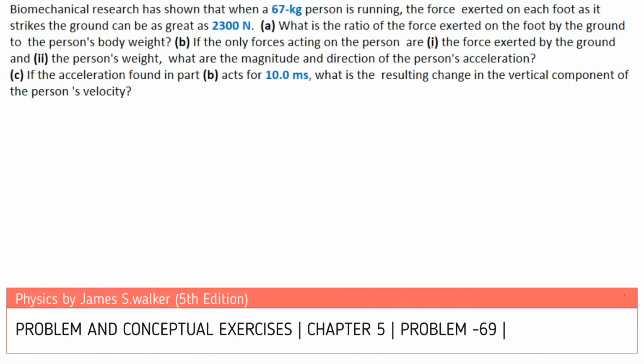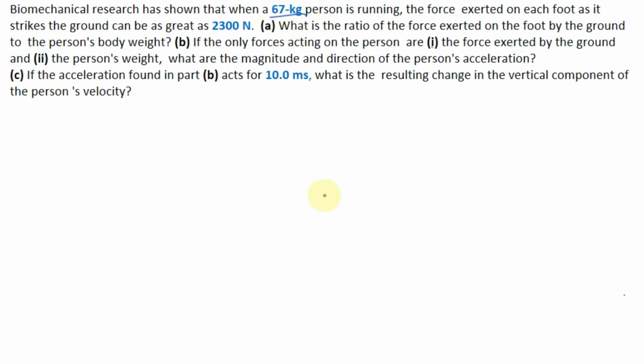Now in this question, we are given that biomechanical research has shown that when a 67 kg person is running, the force exerted on each foot as it strikes the ground can be as great as 2300 Newton. Okay, now there are three parts that we need to solve.